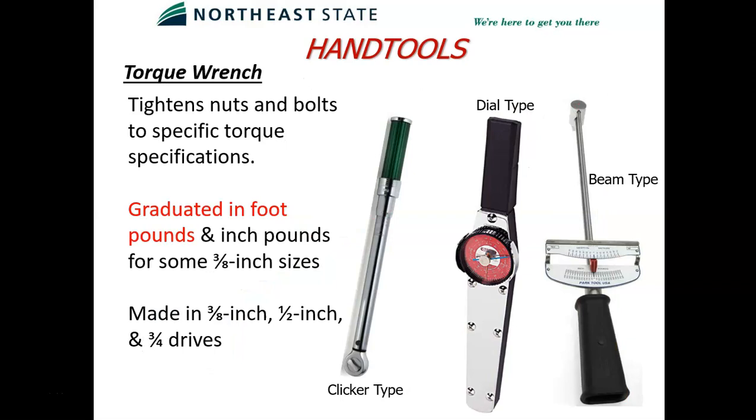So torque wrenches, these devices are used to tighten to a certain rotational torque. Torque is always in a rotational manner. So you've got different versions of these torque wrenches. The one on the left, kind of the middle of the slide, is a clicker type. That is probably the most common today.